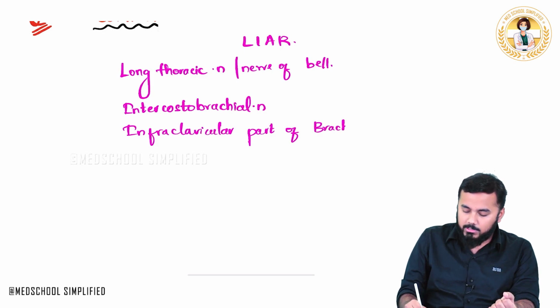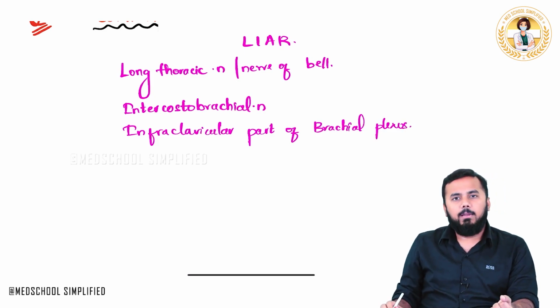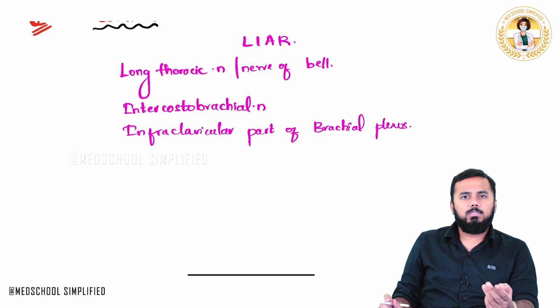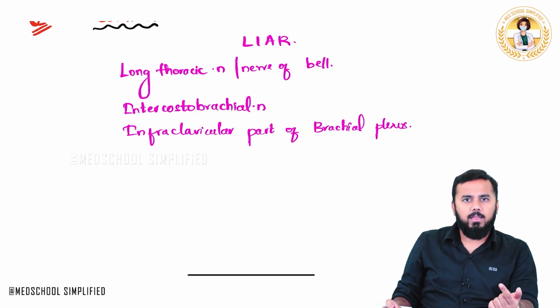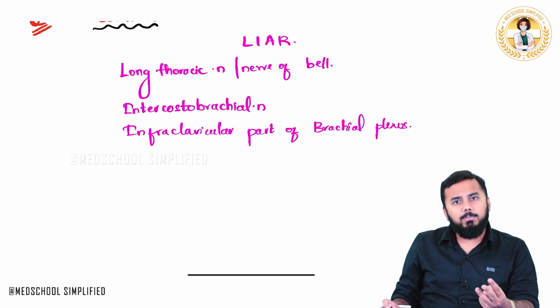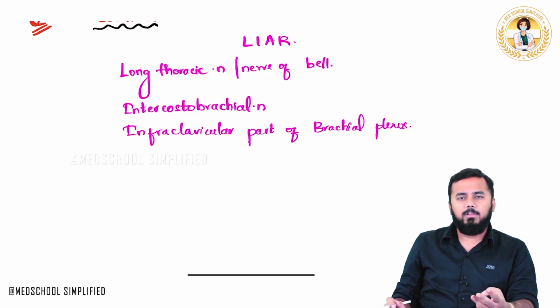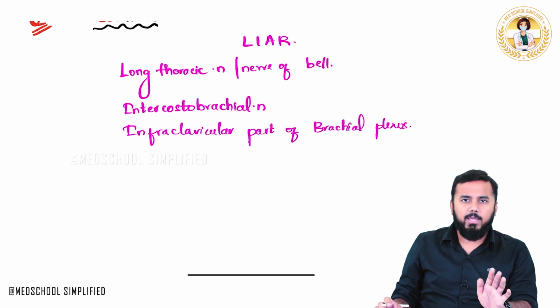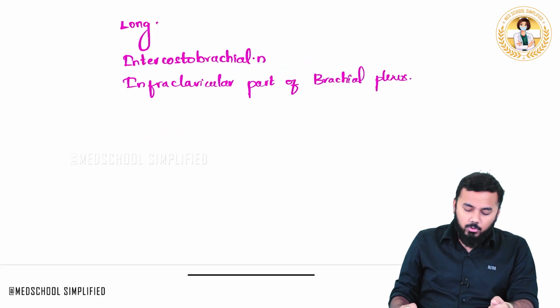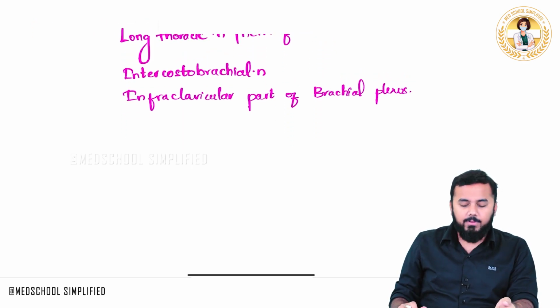I will tell you what this is when I teach you the brachial plexus. You know that the brachial plexus is present in 3 locations, right? Some part is present above the clavicle, called the supraclavicular part. The next part is present behind the clavicle, called the retroclavicular part. The third part is present below the clavicle, called the infraclavicular part.